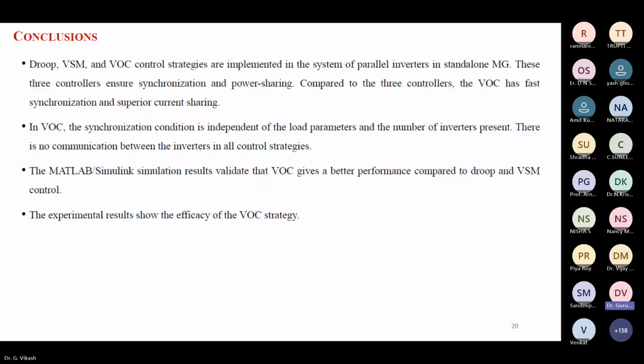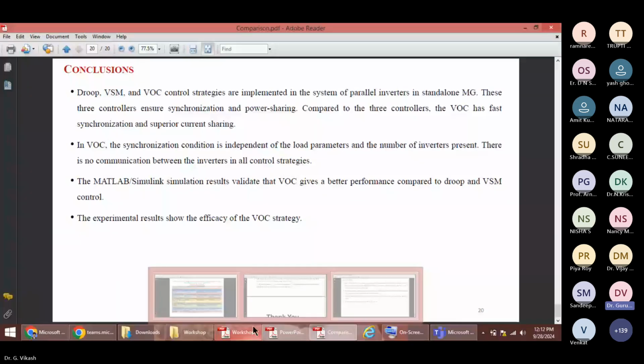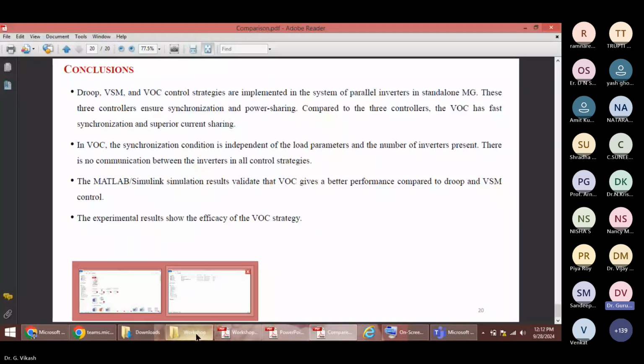Next, I'm going to some other slides. Actually, I have not explained what VOC is and how to implement the VOC. The next slides I will explain about VOC.